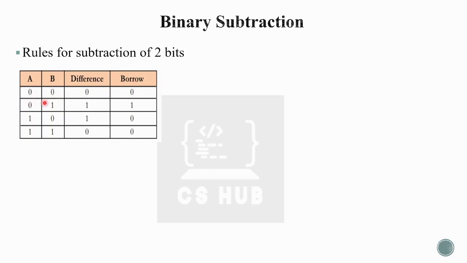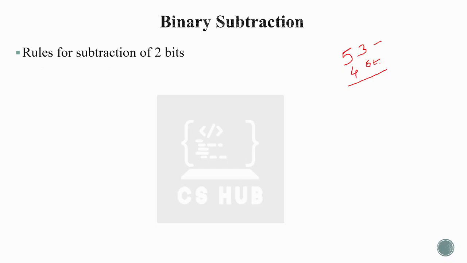Okay, so let's first look at decimal subtraction, that is our normal subtraction method. Consider 53 minus 46. Let's subtract these numbers. We start from the rightmost digit. First step is to subtract this 6 from this 3. But this is not possible, right? 3 is a smaller number, so we can't subtract 6 from 3. What to do? We will borrow from the next higher position.